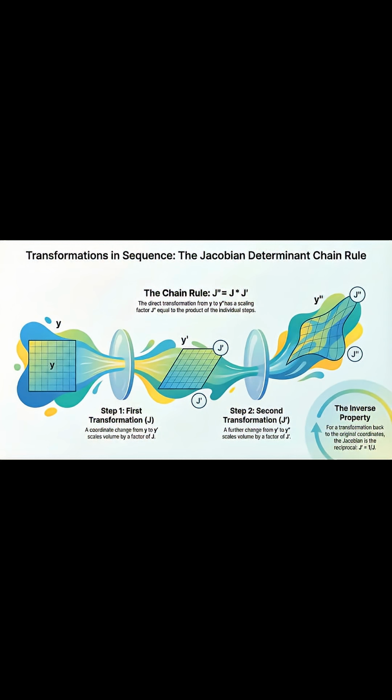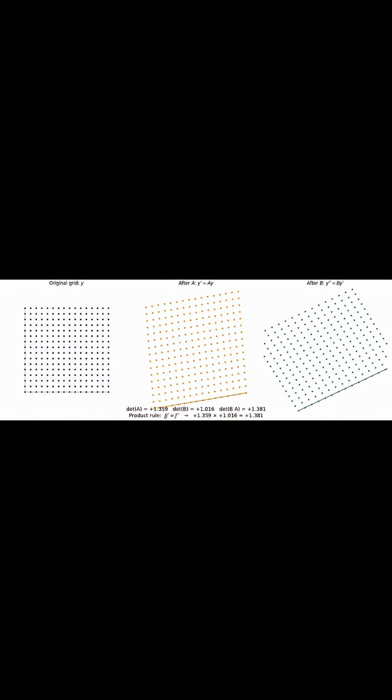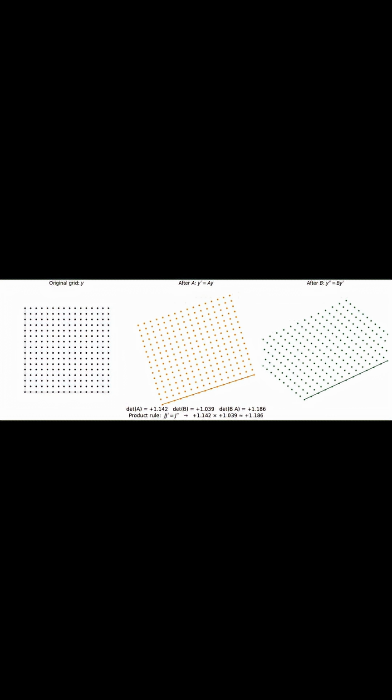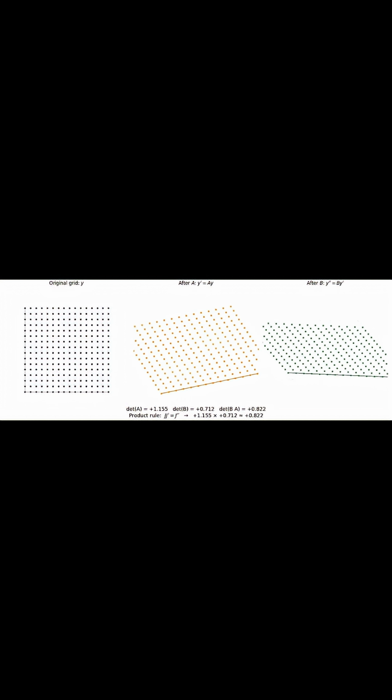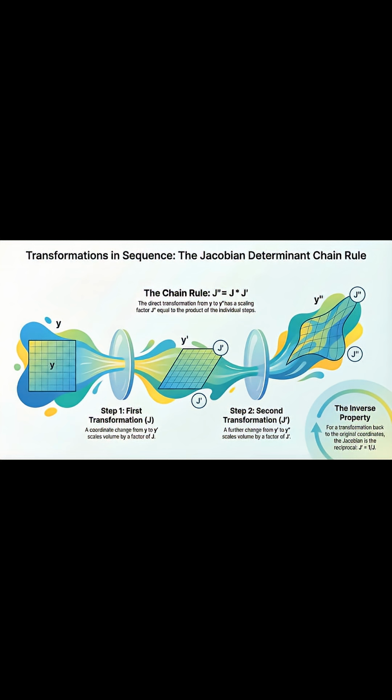This is the brief on Jacobian determinants and coordinate transformations. The Jacobian determinant, J, is basically the local scaling factor. It tells you how much an area or volume stretches or shrinks when you switch coordinate systems.